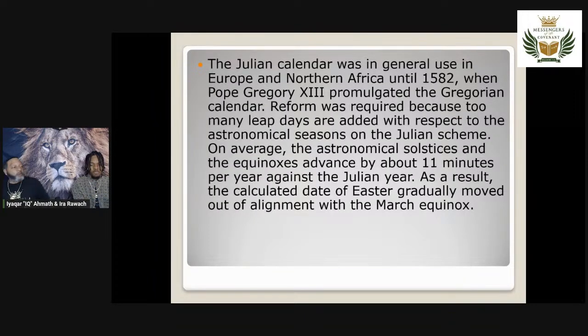Let's look at this. Give me Acts 12:4 as I read this. This is history regarding Rome and their calendar, the Julian calendar and whatnot. It said the Julian calendar was in general use in Europe and North Africa until 1582, when Pope Gregory XIII promulgated the Gregorian calendar. Reform was required because too many leap days are added with respect to the astronomical seasons in the Julian scheme. On average, the astronomical solstices and equinoxes advanced by about 11 minutes per year against the Julian year. As a result, the calculated date of Easter gradually moved out of alignment with the March equinox.